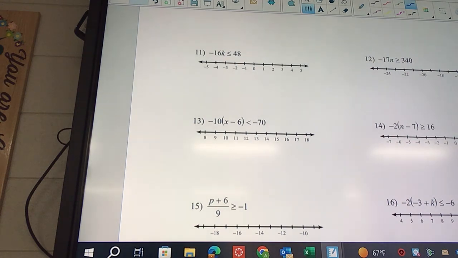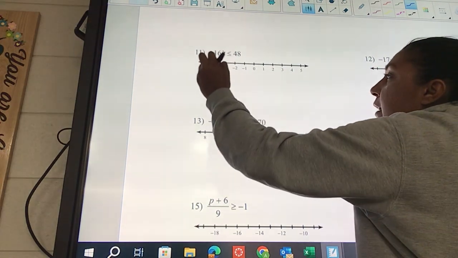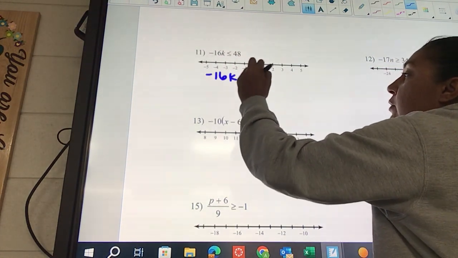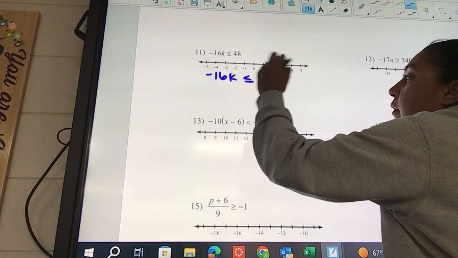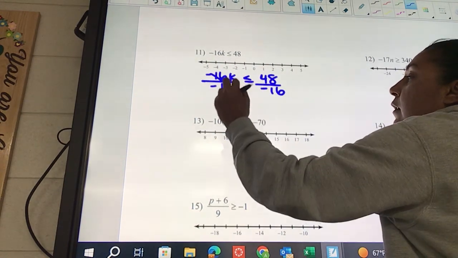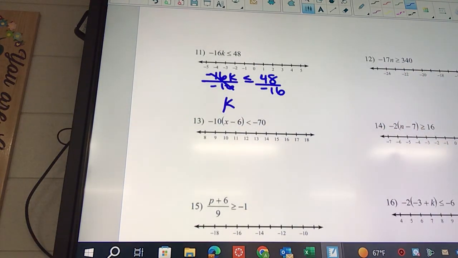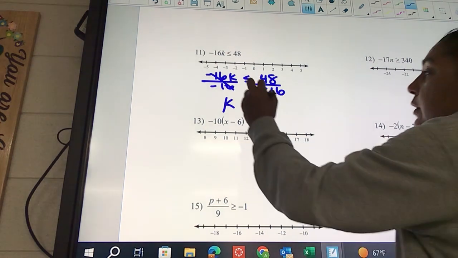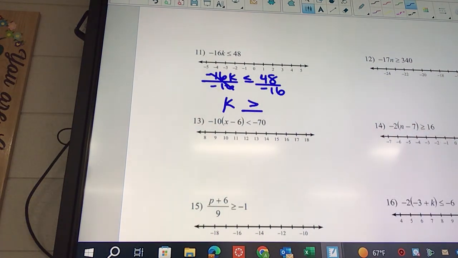Okay, 11. What needs done? We're going to divide both sides by negative 16. I'm going to draw mine down here because my marker doesn't go that small. Okay, do we need to flip or no? Why do you think so? This is negative. The 16 is negative. Okay, so we do need to flip it. Now our sign's going to be going this way.